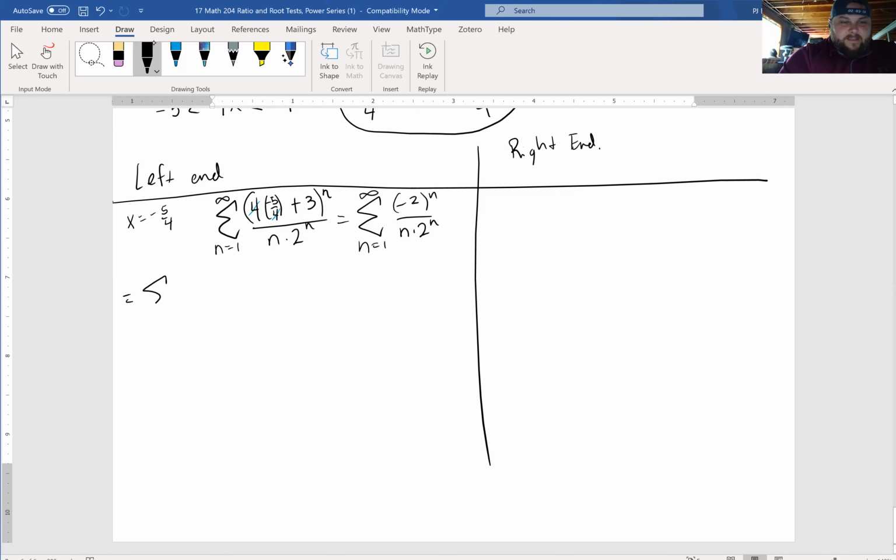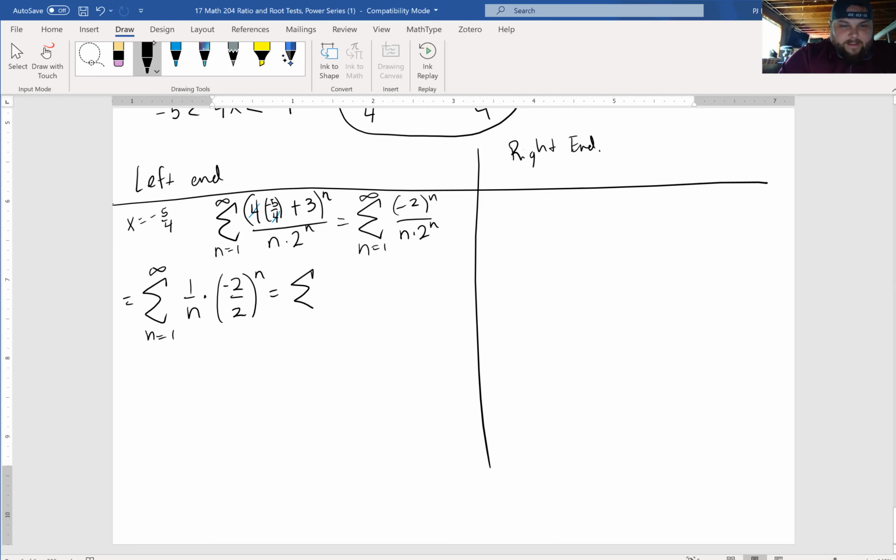I can rewrite that as (-2/2) to the n over n, right? Because the -2 and the 2 are both to the power n, which means I can put them together, all to the power n. And now I have (-1) to the n over n.